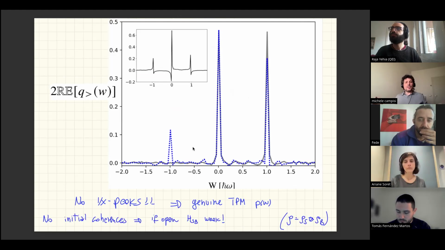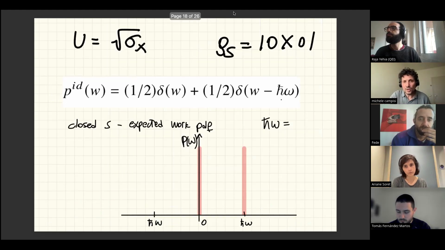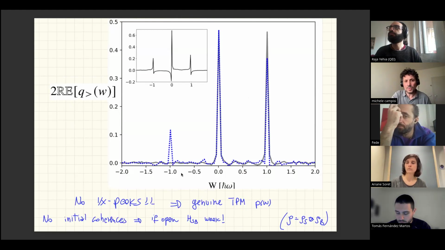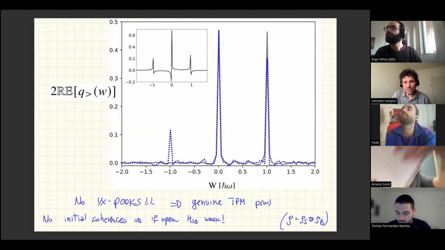Okay, you can tell me, look, Michele, it's because maybe when you prepared your qubit in the ground state, it was not really purely in the ground state. It was in a mixture of ground and excited, and therefore there should be a third term accounting for the possible transition from the excited state to the ground state, which would give rise to a peak. And my answer would be yes.